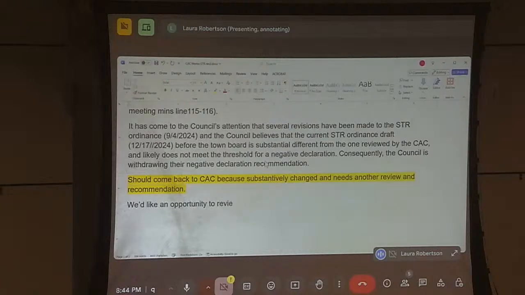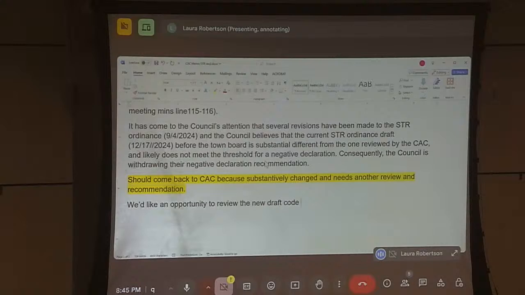Because even in the first page, the bedrooms are mentioned and the number of rental units are mentioned. Well, but I am going to disagree with you on that, Ashok. And I think what I was going to recommend was we're withdrawing our negative declaration recommendation and request that the updated ordinance be returned to the CAC for re-review. Yes. And then stopping the letter there.